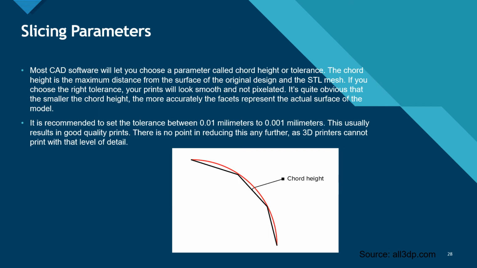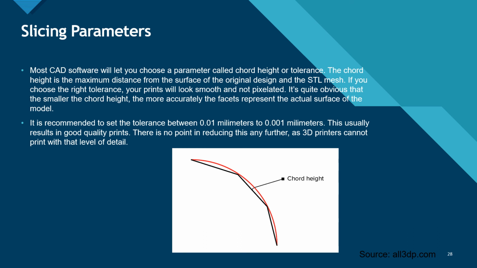When slicing your part, most CAD software will let you choose a parameter called the chord height or tolerance. The chord height is the maximum distance from the surface of the original design and the STL mesh. Choosing the right tolerance is important to make your prints look smooth and not pixelated. Recommended tolerance is typically between 10 and 1 micron, and this tolerance will typically result in good quality prints.